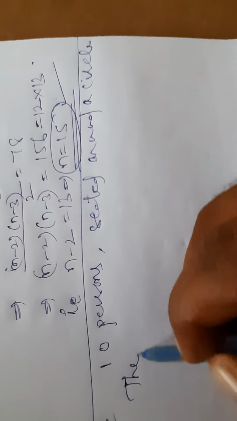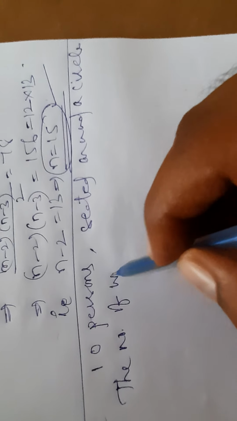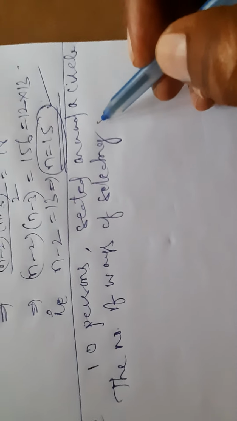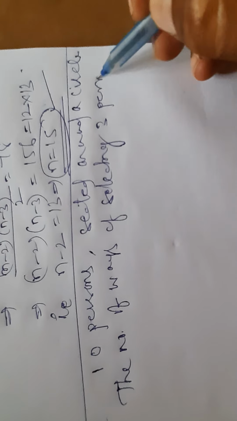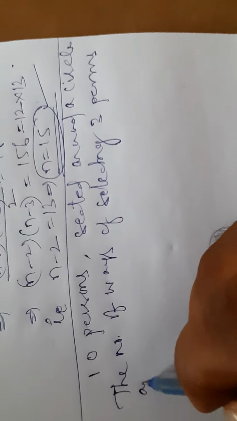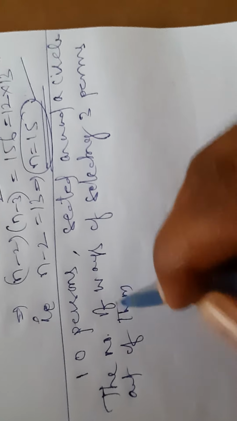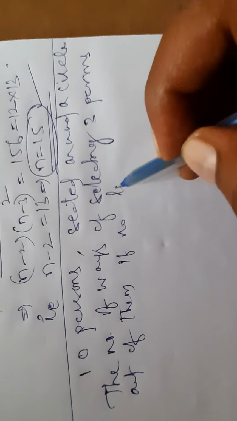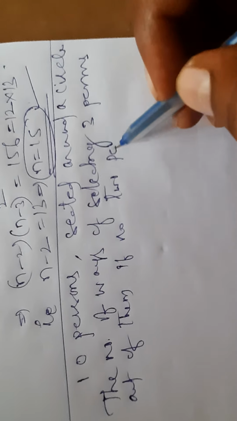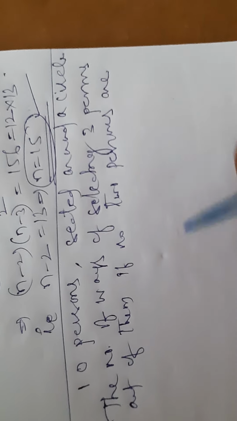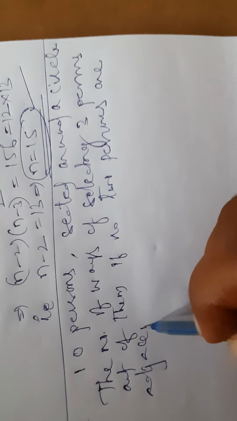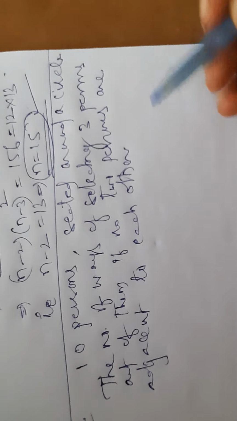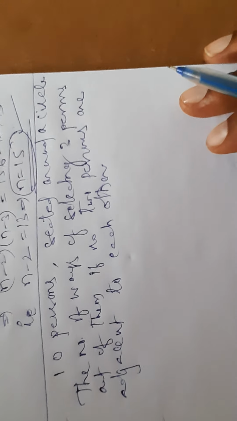Then here it is a bit. The number of ways of selecting 3 persons out of them, if no two persons are adjacent to each other. No two persons are adjacent to each other. This is the bit.